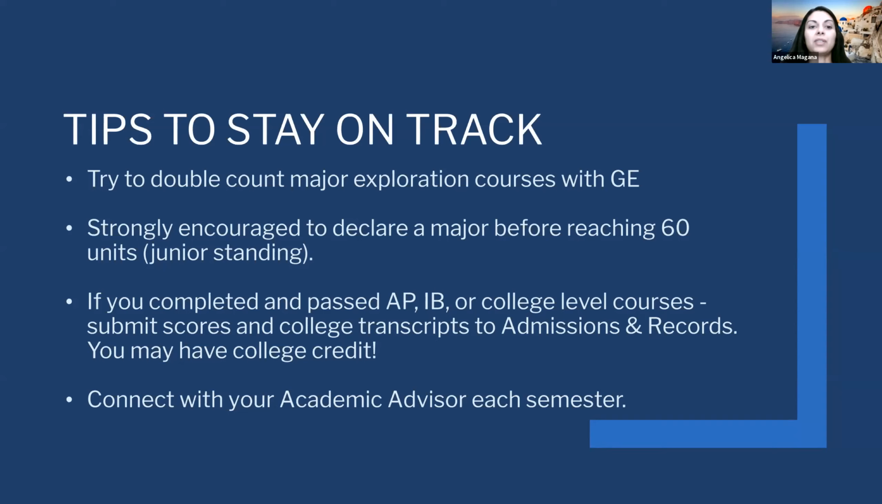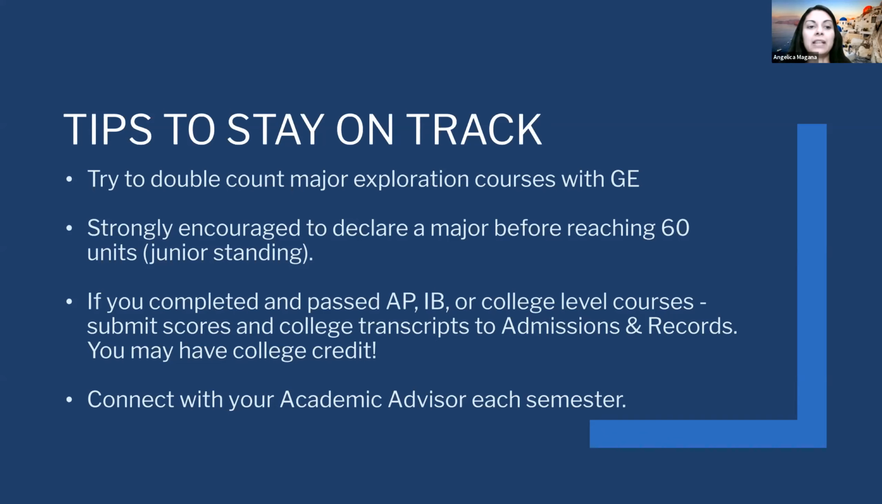And we encourage you to declare a major, for those of you who are undeclared, before you reach your junior standing, so before you reach 60 units. The reason behind this is because usually students will work on their GEs, and that usually takes about a couple of years. So by the time you reach your junior standing, if you've finished your GEs and you're still undeclared, you've reached this point of, well, what do I take next? So we really want to make sure that you are exploring majors and can declare that before you reach that point where you've got nothing left to take.